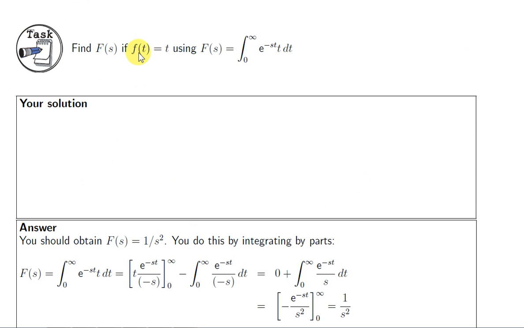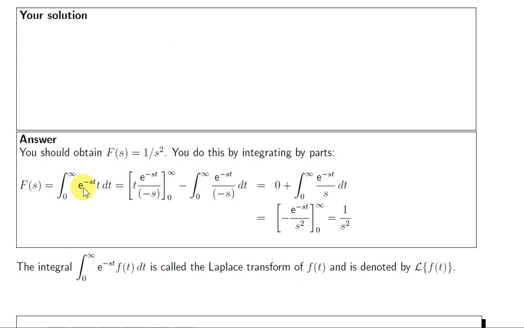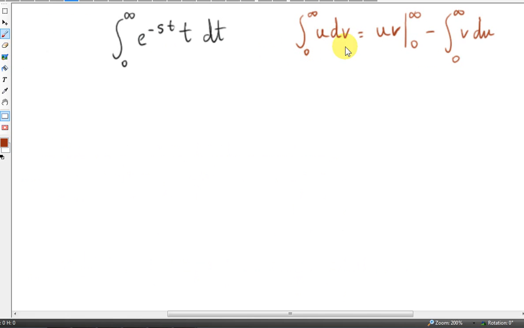In the next example, we're going to look at the function f of t equals t. To get the Laplace transform of it, we integrate from 0 to infinity e to the minus st times the function, which is t in this case. Now we have a product of functions here. We can use integration by parts. So here is the integration by parts formula.